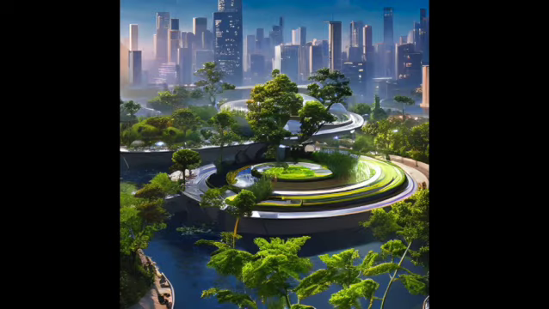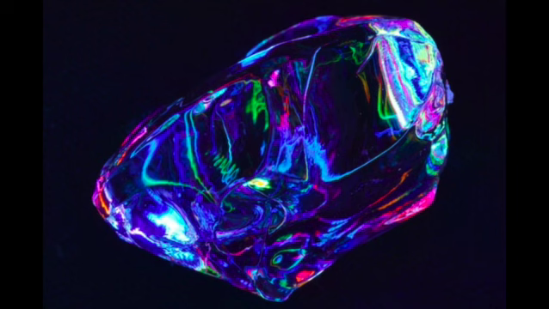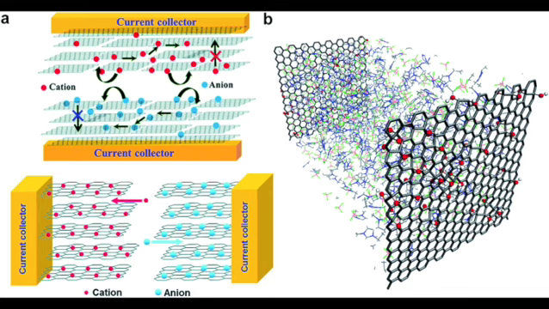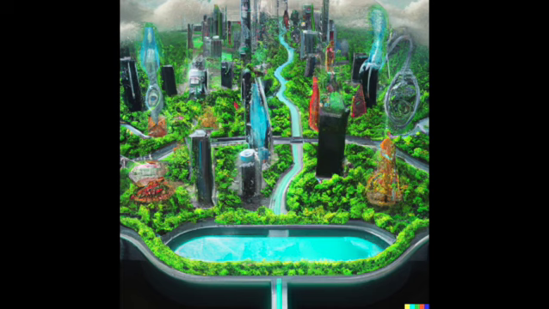Resource efficiency: by utilizing sunlight, water, and carbon dioxide as raw materials, artificial photosynthesis can promote resource efficiency and reduce dependence on finite resources. This can contribute to more sustainable industrial processes and help alleviate pressure on natural ecosystems.